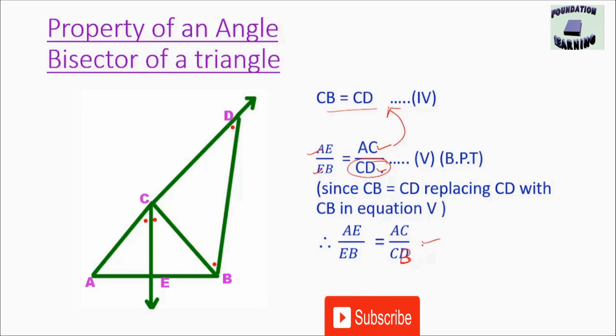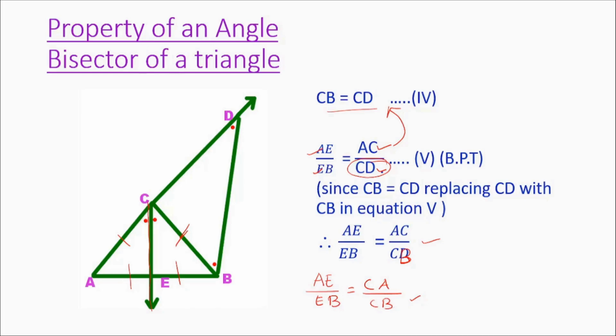So what have we proved? That the bisector of an angle divides the side opposite in the same ratio. Which ratio is it dividing? AE upon EB is equal to the remaining sides, CA or AC. You can write it as CA or AC, it means the same. And the remaining side is CB. So this is the property of the angle bisector of a triangle. We have explained the proof of the property of the angle bisector of the triangle.